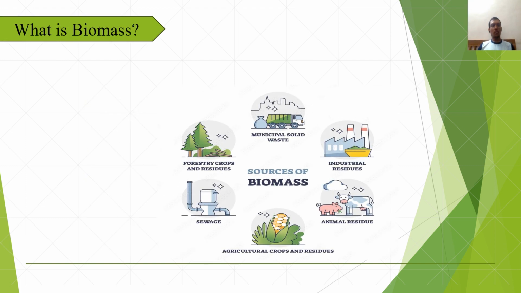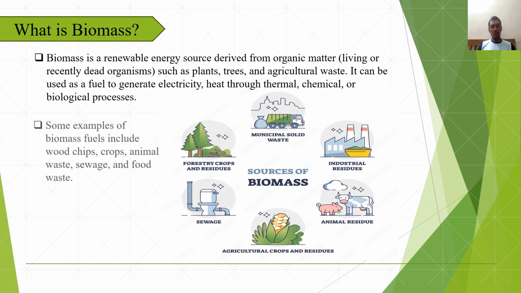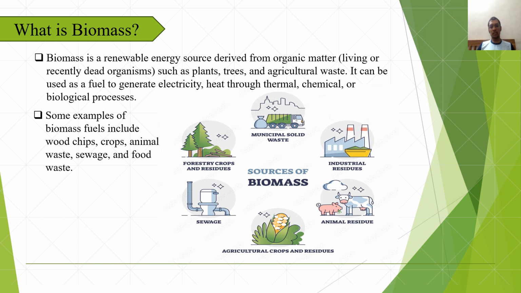Next, what is biomass? Biomass is a renewable energy source derived from organic matter such as plants, trees, agriculture waste. It can be used as a fuel to generate electricity and heat through thermal, chemical, or biological processes. Some examples of biomass you can see in this picture. There are many sources of biomass like municipal solid waste, industrial residues, animal residues, agriculture crop and residues, sewage, etc. Biomass can also be converted into biofuel such as ethanol and biodiesel.